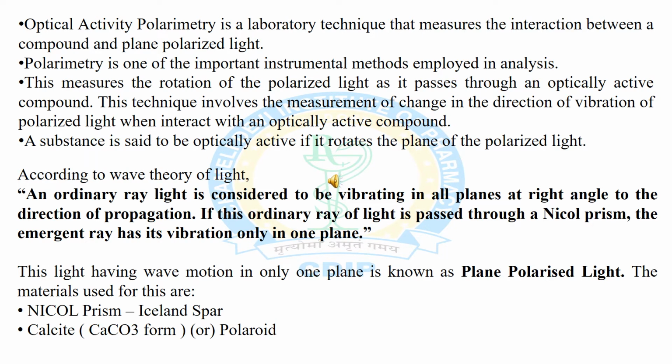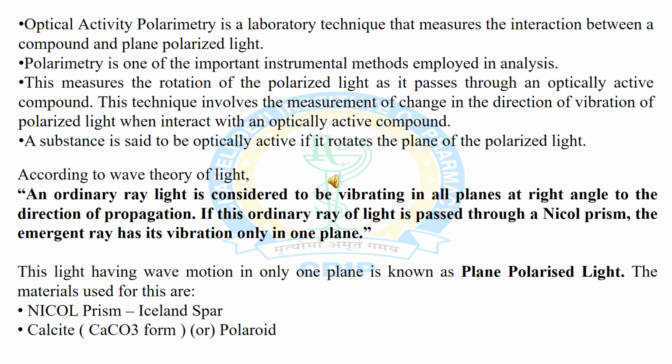The next slide is about the polarimeter and polarimetry. Optical activity polarimetry is a laboratory technique used for the measurement of interaction between a compound and plane polarized light. It is one of the most important methods employed in analysis, which measures the rotation of polarized light as it passes through an optically active compound.